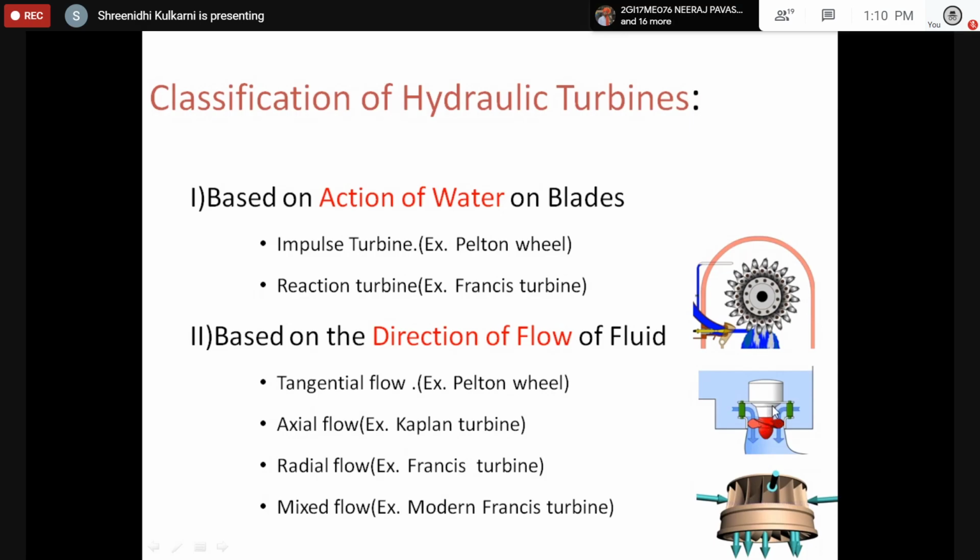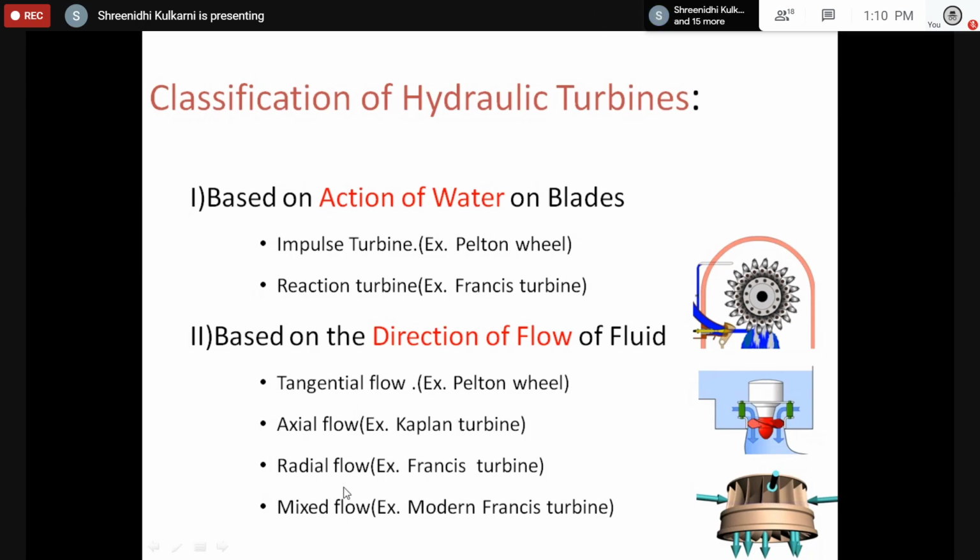Here we can see the Kaplan turbine. It is rotating vertically, and the fluid is also flowing vertically. Such turbines we call axial flow turbines or axial flow type. Example, Kaplan turbine. It is not in your syllabus, but you should know.